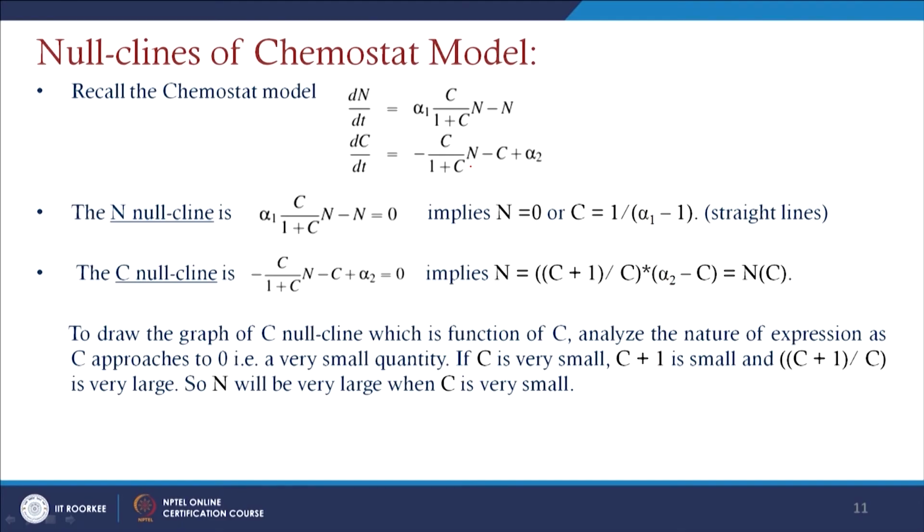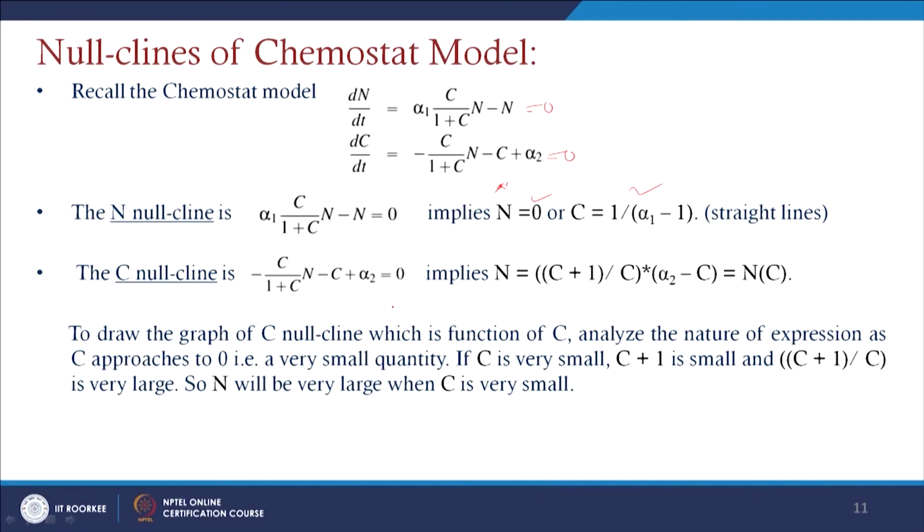And if we go for the nullline function here, we can put dn by dt equals 0 and dc by dt equals 0. Putting n dash equals 0 and c dash equals 0, we find that alpha 1 into c by 1 plus c n minus n equals 0, which gives one value as n equals 0 here, and another value, that is c equals 1 by alpha 1 minus 1. So, both are straight lines. And if you see this c nullline, then we find that this cannot be separated out here.